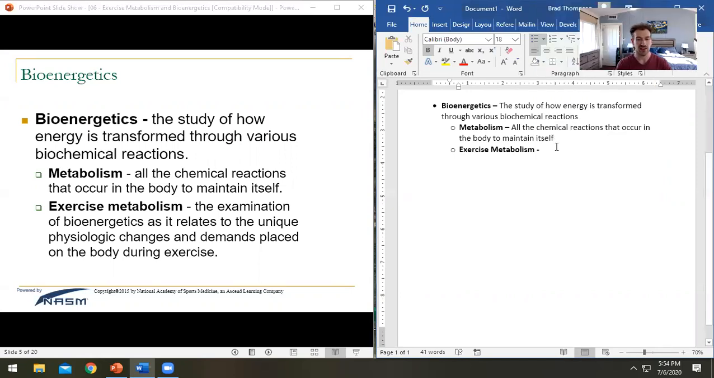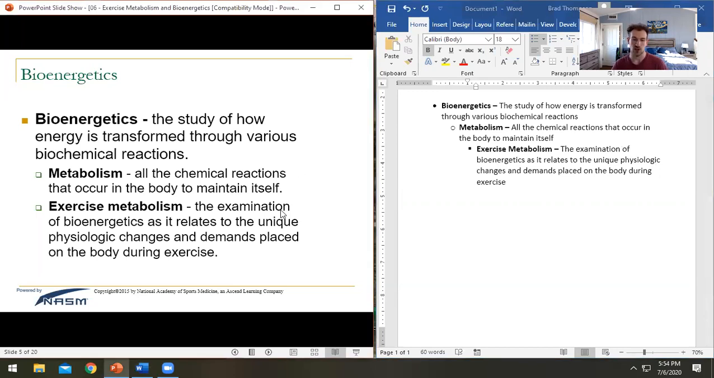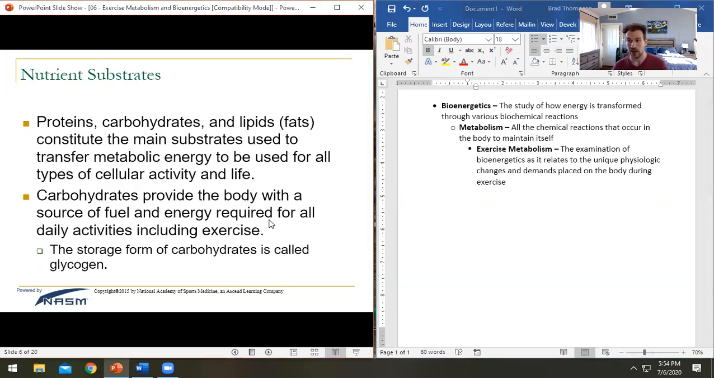So that is the examination of bioenergetics as it relates to the unique physiologic changes and demands placed on the body during exercise. So this is your unique metabolism that you would use to function during a workout, right?